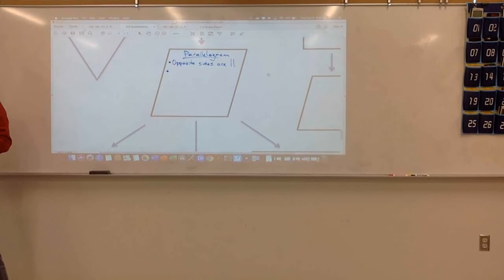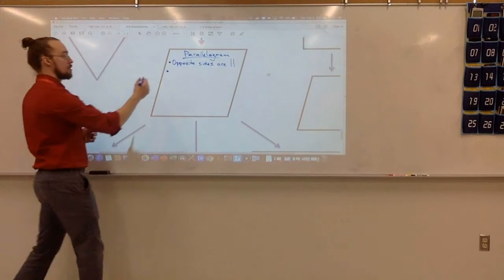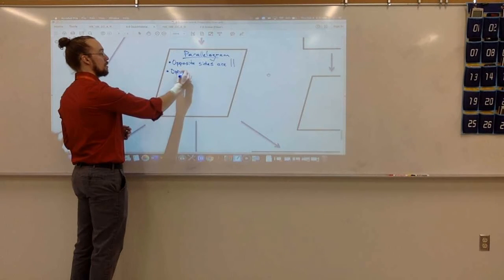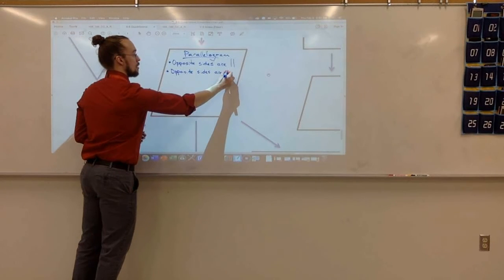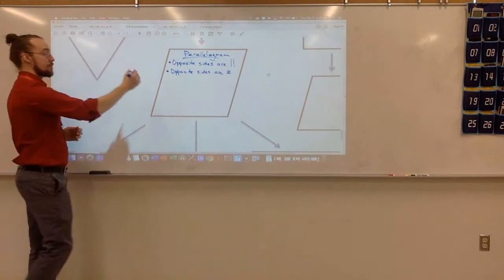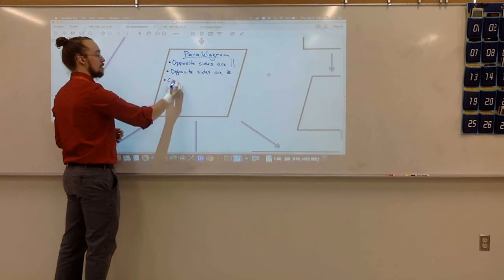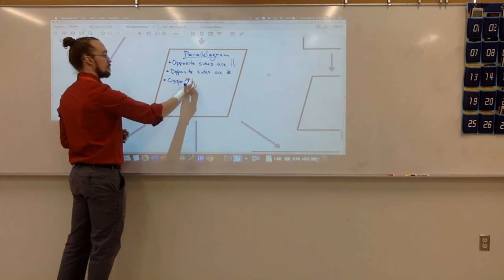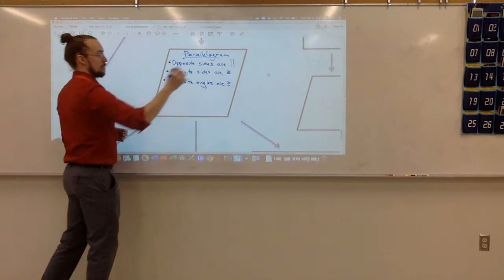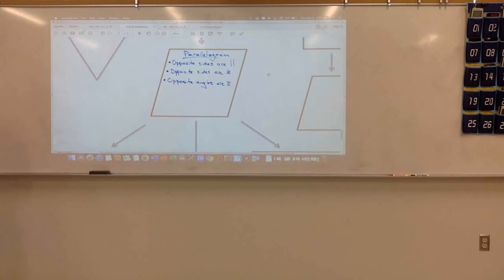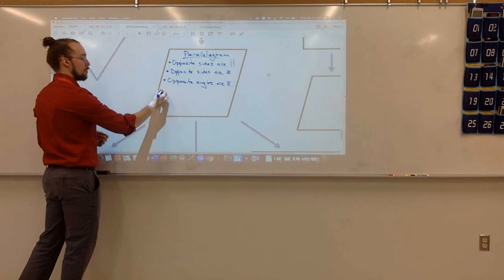What else is true of all parallelograms? Opposite sides are equal. What's that? Angles too. We can say opposite angles are congruent. What else? There's two more we've talked about.